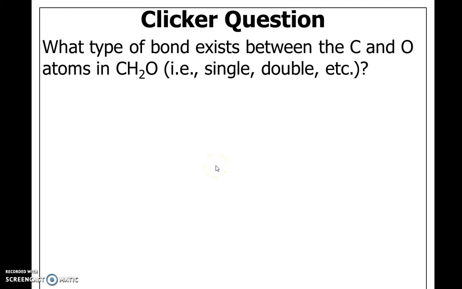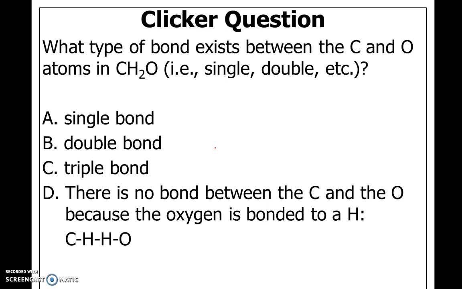So let's look at another example. This question is, what type of bond exists between carbon-oxygen atoms in CH2O? Single, double, or no bond? Okay, so when we draw the molecule, let's look at it. We can already see a couple of different things by looking at the answers.